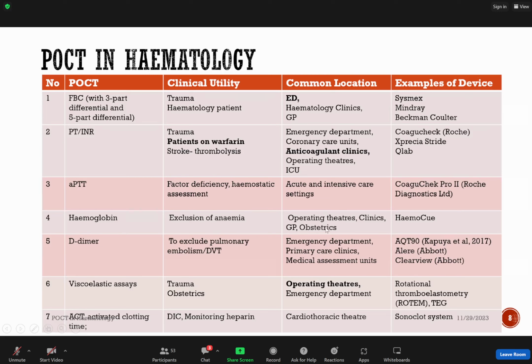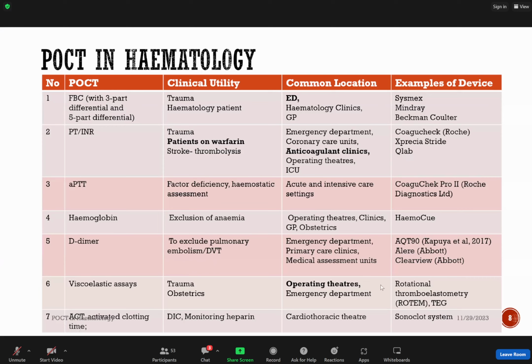Okay, later I will show you the distribution of POCT hematology. Actually, all POCTs in our KKM hospitals and public health. Okay, the example of hemoglobin meter is HemoQ. Next, POCT D-dimer to exclude pulmonary embolism or DVT. Location of device: ED, primary care clinics, medical assessment units. Okay, these are the examples of devices.